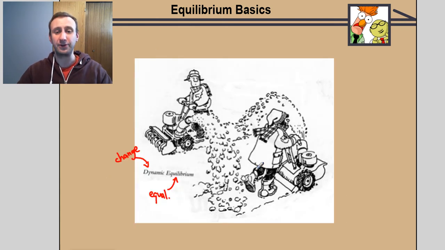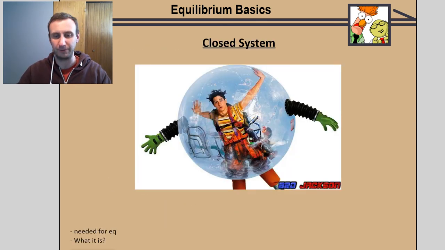If I take a look at this comic, it's a great representation of this, because what's happening is that I have snow moving from this sidewalk to this one, and from the second sidewalk to the first one. So snow is moving in both directions, but the amount of snow on both sidewalks is staying the exact same. So stuff is changing, things are moving, reactions are happening, but the concentration, the amounts, is staying the same. And that's what the case is for equilibrium.